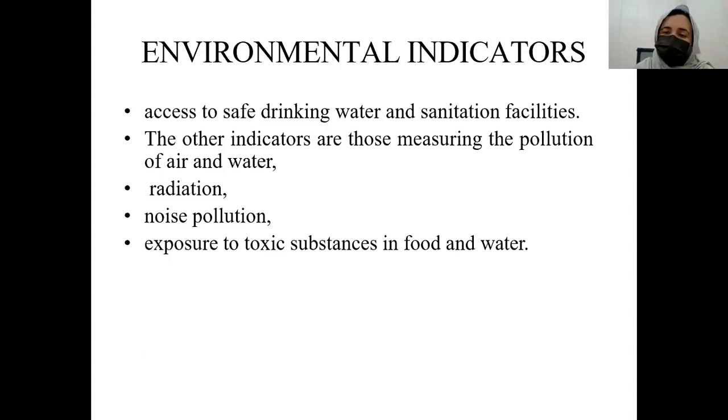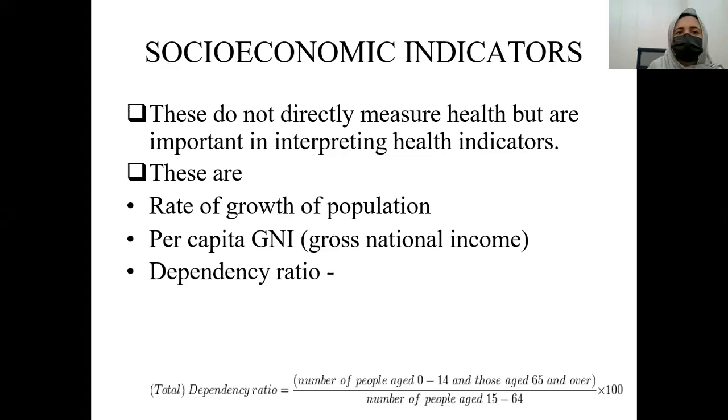How much of your population has access to safe drinking water. Then radiation levels, noise pollution. Simply, you can have a noisometer and assess the range of noise in decibels in different parts of your country, your city, your area, and you can assess how healthy the environment of a particular region is. Fine. So we have a number of environmental indicators as well.